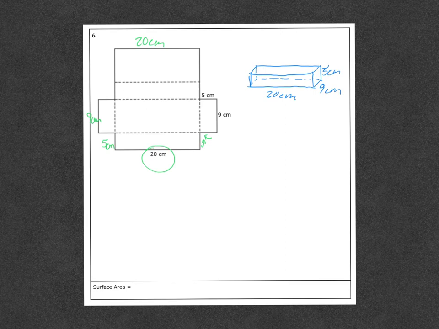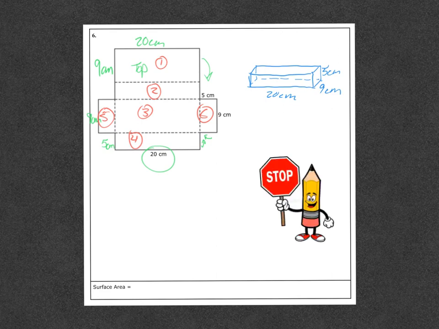And then when this folds up to the top, because this one will fold up and become the top, we know that is 9 centimeters. So we now have all our dimensions. What you need to do is find the area of each of these faces, and then you add them together. Hit pause, work on the problem. Once you're done, hit play and move on to the next.